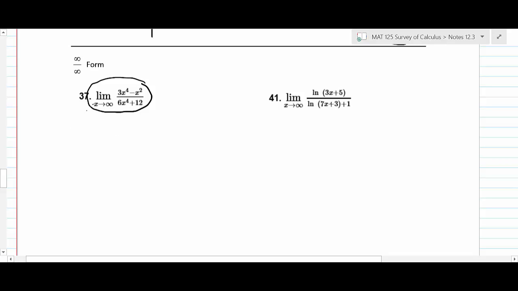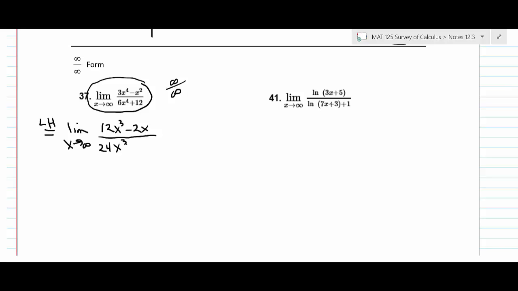Okay, so let's go ahead and just do this. If you look at this, this is an infinity over infinity form. So let's do L'Hopital's rule. The numerator, you're going to have 12x to the third minus 2x. The denominator, you're going to have 24x to the third, like that. Now see, if you look at that, it's still 1/2. The degree of the top and bottom are still the same, so it's still 1/2. And it's still infinity over infinity again. So let's do L'Hopital's again, even though we know the answer.